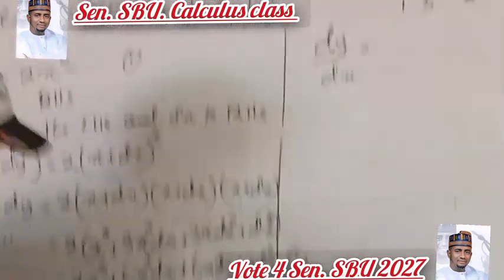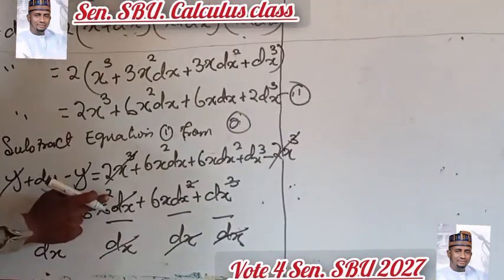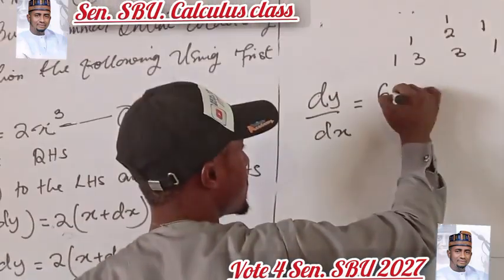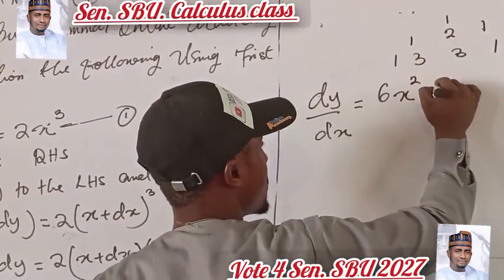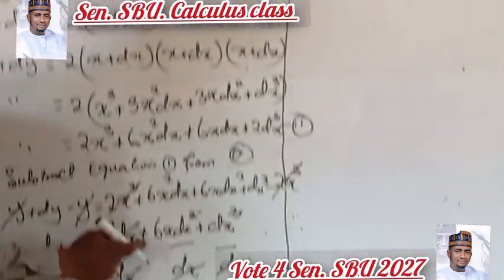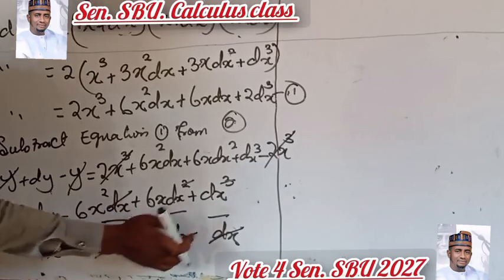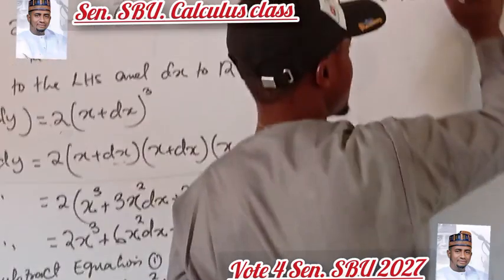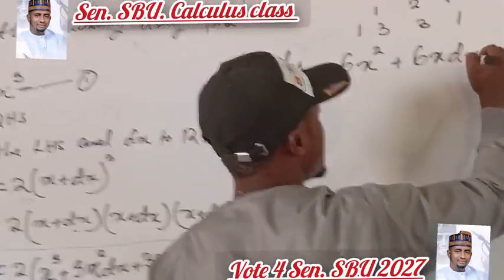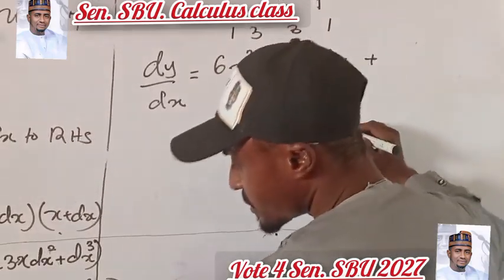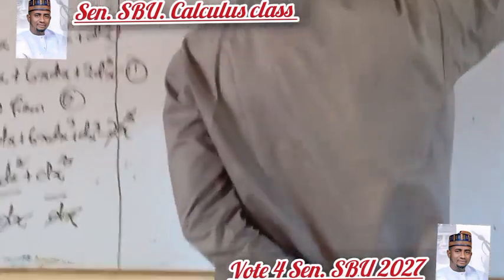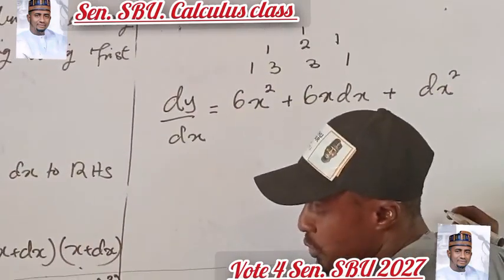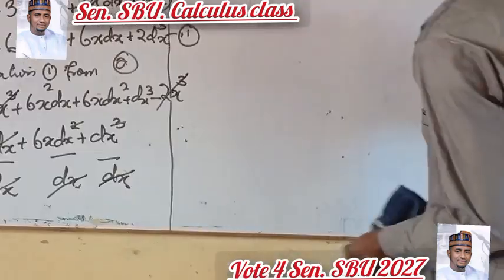dx is equal to 6x squared plus 6x dx, because 1 dx has crossed 1 dx here, remain 1 dx, it will be 6x dx, plus dx cubed. Since before it was dx cubed and 1 dx has crossed 1, remain dx squared.